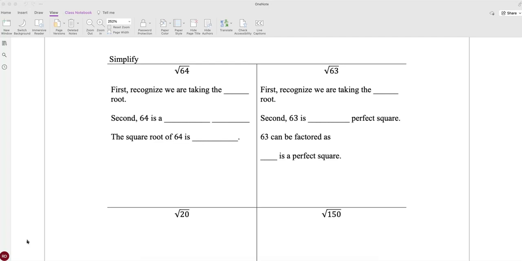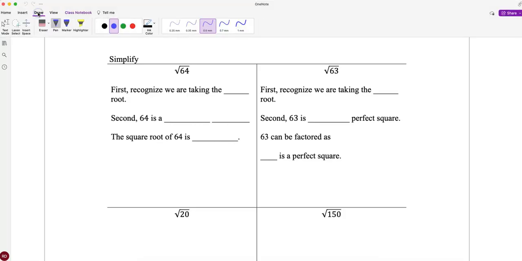We need to talk today about simplifying radical expressions. So if I think about this first one here, the square root of 64, we recognize we are taking the square root. That means a number multiplied by itself to give you 64. Well, we know that 64 is a perfect square. It's a perfect square because I know that the square root of 64 is 8, and 8 squared is 64. So pretty simple for that.